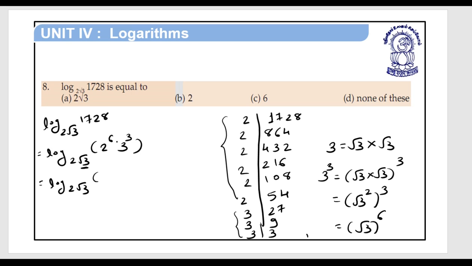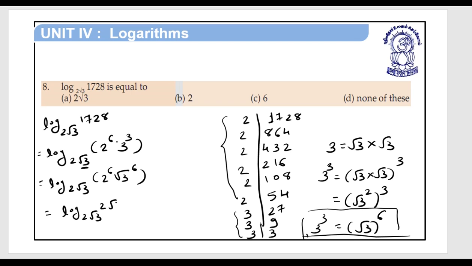So we can put 2 raised to 6 into 3 cube is equal to root 3 raised to 6. So it is 6 times log 2 root 3 to the base 2 root 3. Log a to the base a is equal to 1, same as log 2 root 3 to the base 2 root 3 is equal to 1. So 6 into 1 is equal to 6. So answer is C, 6.